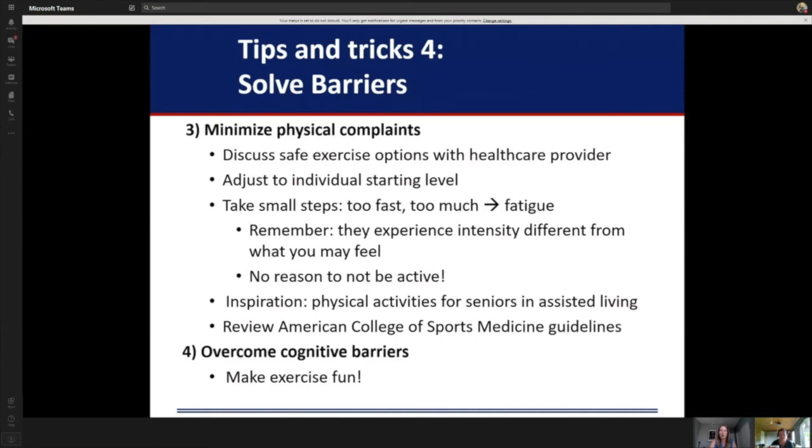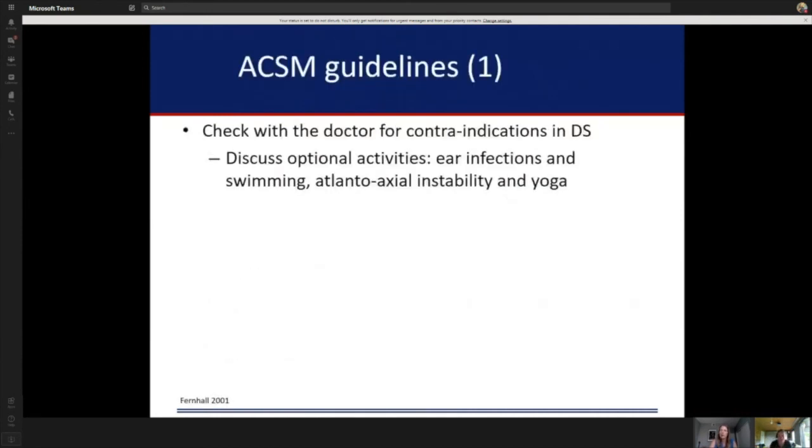So the guidelines say check with the doctor if there are any contraindications if you're unsure. Some activities may not be the smartest for Down syndrome specifically. They have a lot of ear infections, so swimming might not be the best idea. They have atlantoaxial instability. Yoga might not be all that great if you don't have someone like a teacher that is taking that into account. A good teacher could take it into account and could make that safe, but that's not always available.